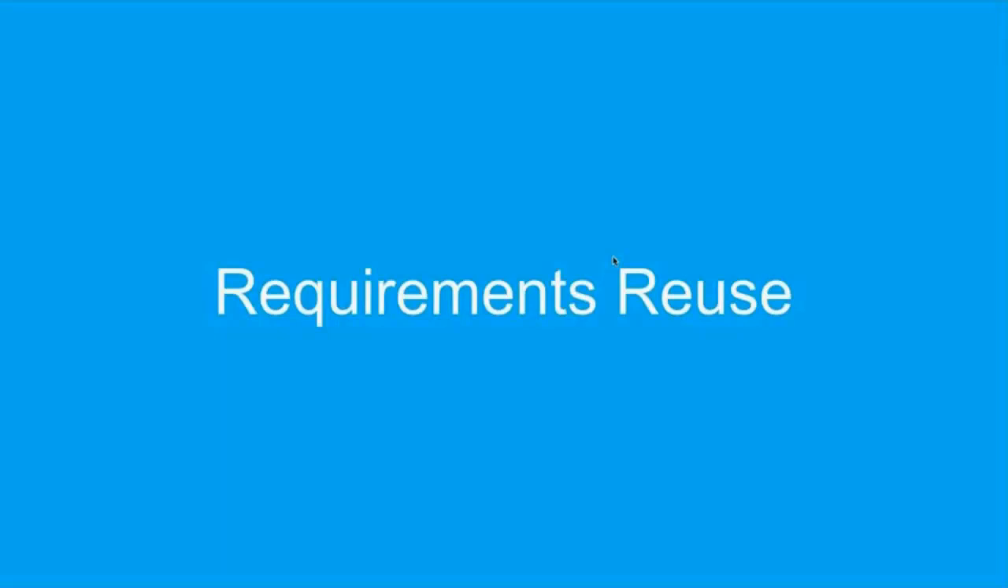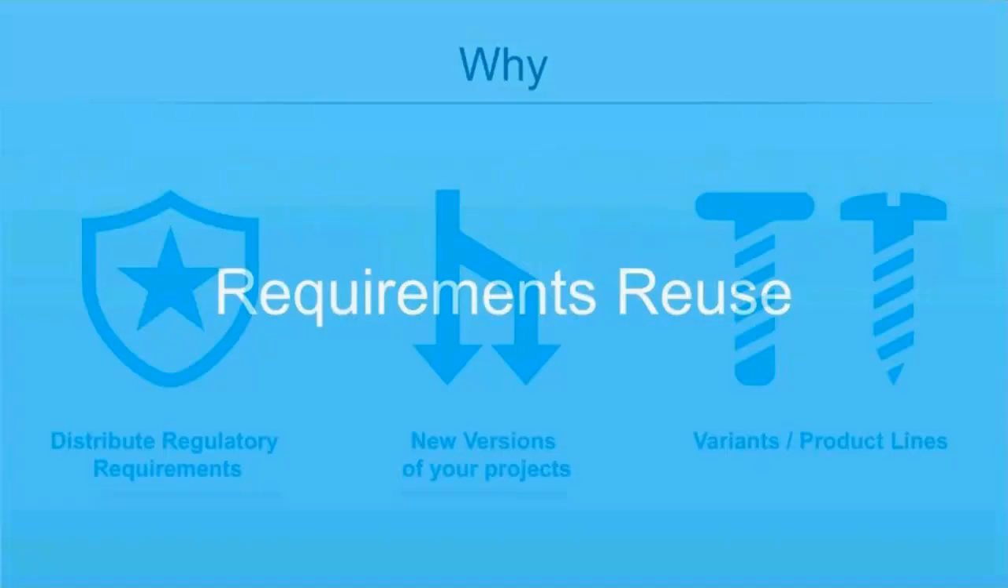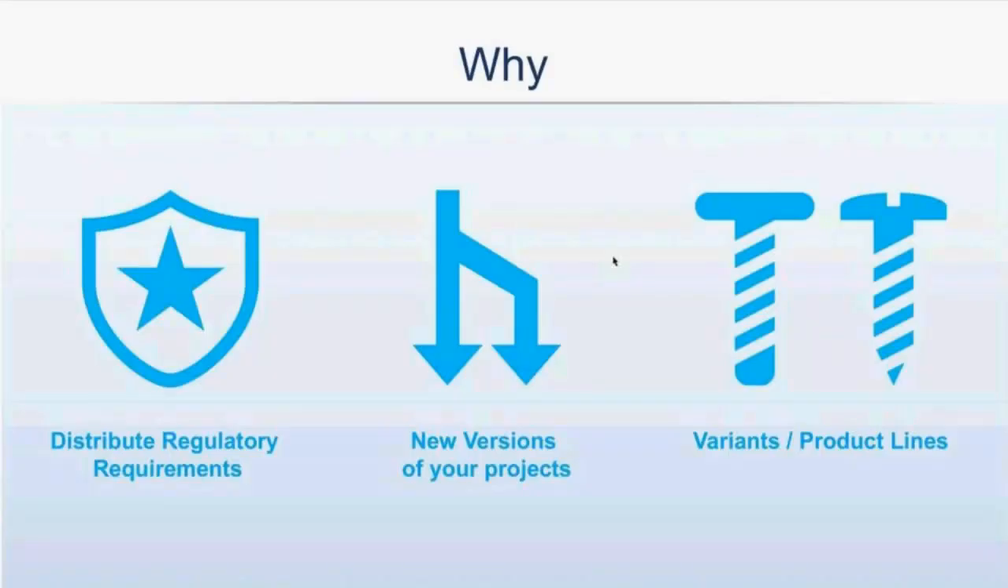We have checked statistics, and we have seen that more than 70% of the requirements are being reused between the different projects, between the different components. And it's important to ask why, what kind of requirements, what kind of projects we speak about. I have mentioned 3 of them here: regulatory requirements, new versions of your projects, and variants, and let's go through each of them. So let's start with regulatory requirements.